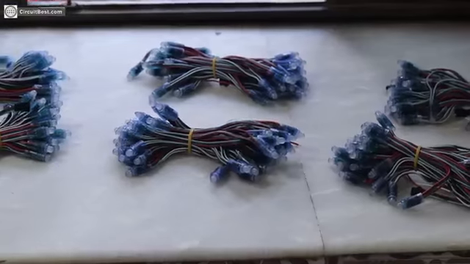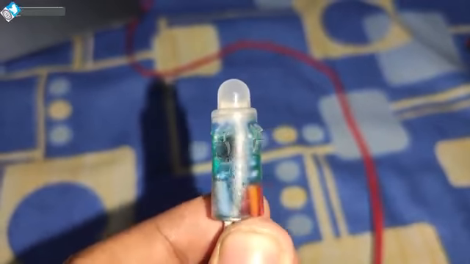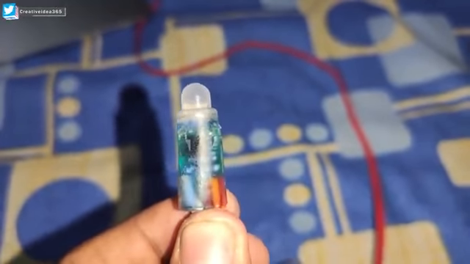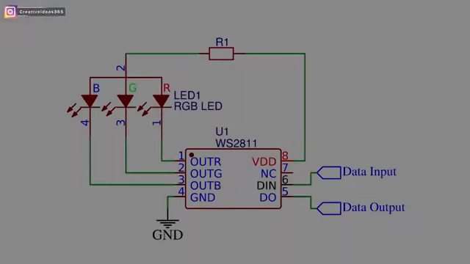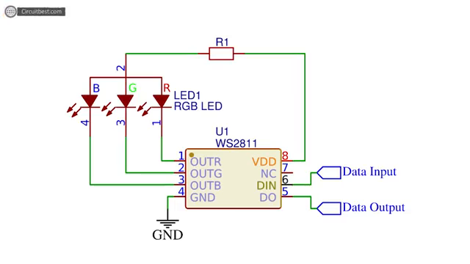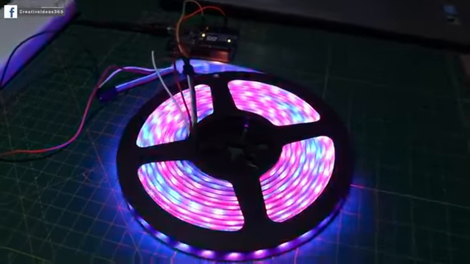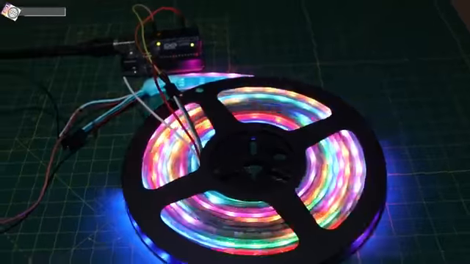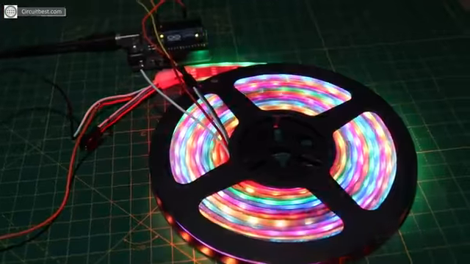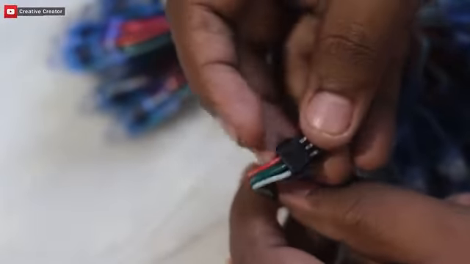Okay guys, so let's talk about the LEDs. Here I am using 12mm addressable RGB LEDs, which have a control board inside them. The name WS2811 stands for the WS2811 IC. The IC takes the data signal and produces different colors for the LEDs. The same thing applies for the WS2812 LEDs also.